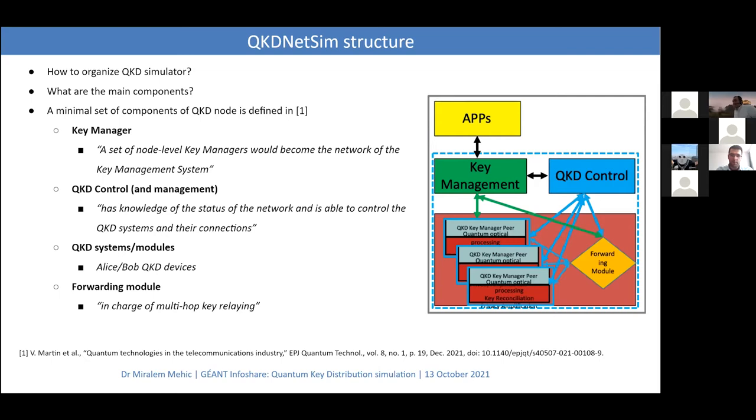Then you need a forwarding module that is in charge of routing. Routing, in the light of quality of service, is very, very important. And on the top, there is a key management component that is the first component communicating with the applications. Now, what is going to be the application? It can be your application that is developed on the application level of TCP/IP, but it can also be what is denoted in ETSI standards as an SCA, SAE application, like a secure entity. It can be IPsec, it can be an encryptor, it can be MACsec. Everything that consumes the key is assumed to be an application.